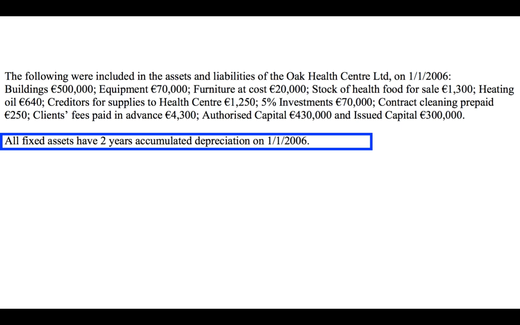So we have buildings, equipment, furniture, stock of health food for sale, heating oil, creditors for supplies to the health centre, 5% investments, contract cleaning prepaid, clients' fees paid in advance, authorised capital and issued capital. And it says to us, and here I've highlighted in the blue box there, all fixed assets have 2 years accumulated depreciation on the 1st of the 1st 2006. So your fixed assets there are your buildings, equipment and furniture. All of those have had 2 years accumulated depreciation on them.